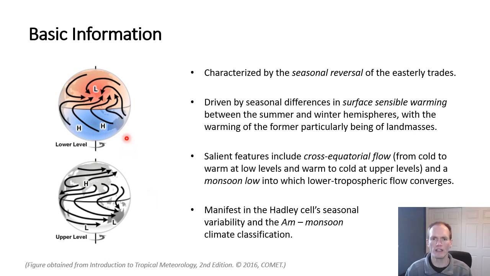The monsoon circulation is associated with anomalously wet conditions during the local summer months and anomalously dry conditions during the local winter months. That gives the AM climate classification, the monsoon classification, its name. This is a wet/dry circulation where you have a predominant wet season and a predominant dry season.